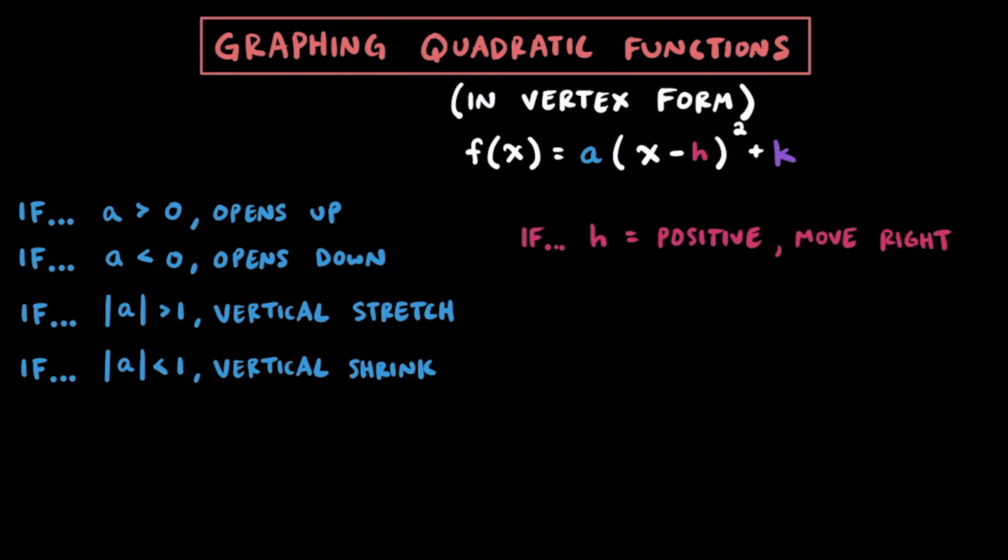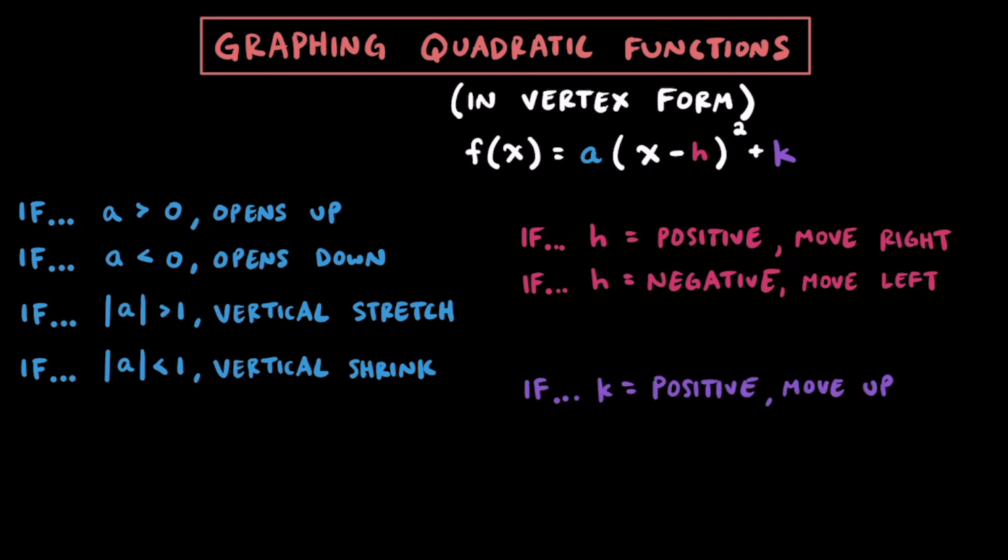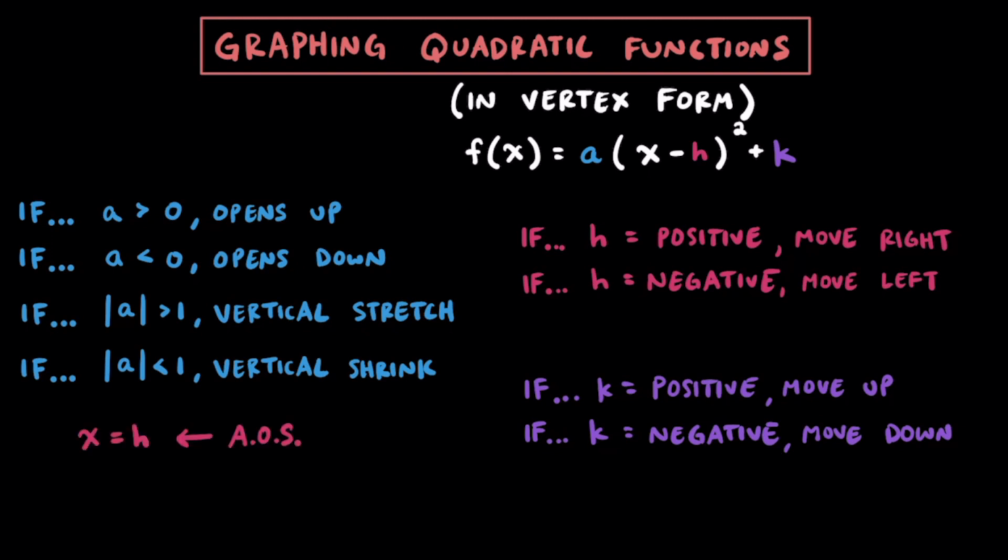If the value of h is positive, then we're going to have a horizontal translation to the right h units. If the value of h is negative, then we're going to have a horizontal translation to the left. If the value of k is positive, then we're going to have a vertical translation of up k units. And if the value of k is negative, we're going to have a vertical translation down k units. The equation x is equal to h is the equation of an imaginary vertical line, which is our axis of symmetry. And the ordered pair h, k represents the vertex of our parabola.